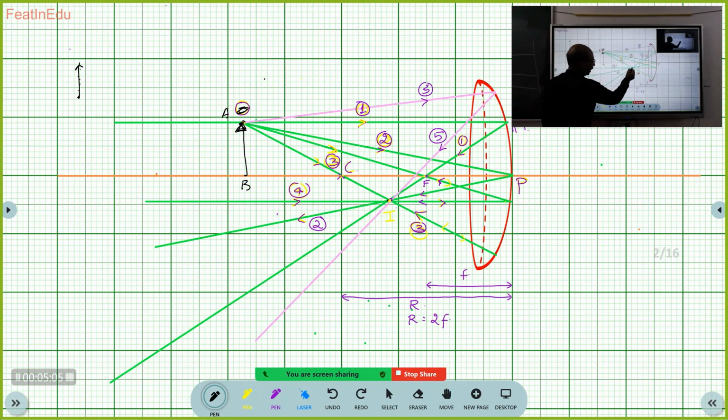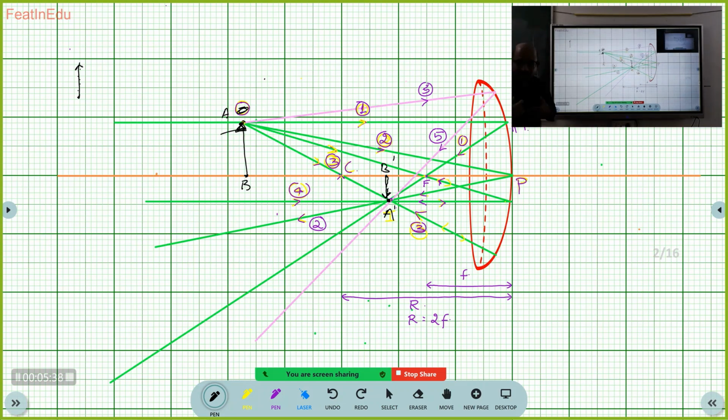The point A, which I considered as the source, its reflection is here, and its image is here, so this becomes A dash. Now supposing you consider some other point here, just below this. That point will come here, below that. And like that, all the points will come. So this point will also come here. So this will become B dash. So you will get the inverted image of this. You saw that on the screen there?